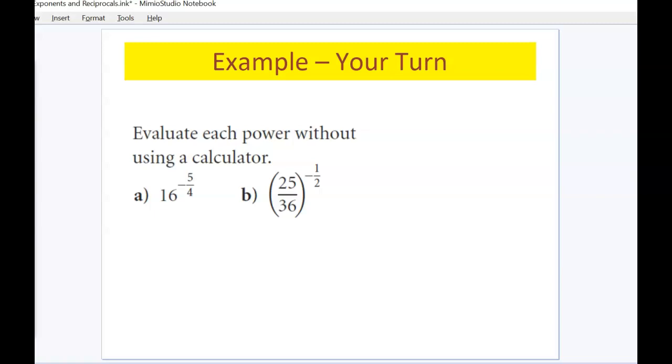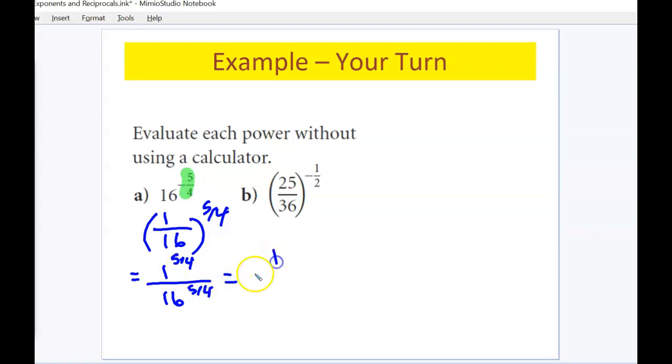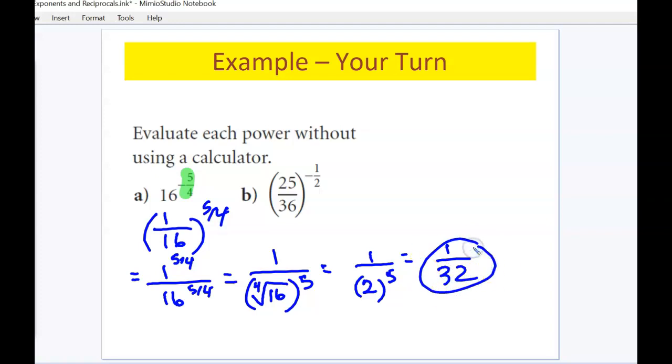Okay, hopefully you've had a chance to do these. So again, I want to get rid of my negative exponent, reciprocate the base. So 1 over 16 to the 5 over 4. So this is 1 to the 5 over 4 all over 16 to the 5 over 4. 1 to the 5 over 4 is 1. 16 to the 5 over 4 is the 4th root of 16 to the 5th. This is 1 over. Now be careful, the 4th root of 16 is not the square root of 16. The 4th root of 16 is 2, and 2 to the 5th is 32. It should be 1 over 32.